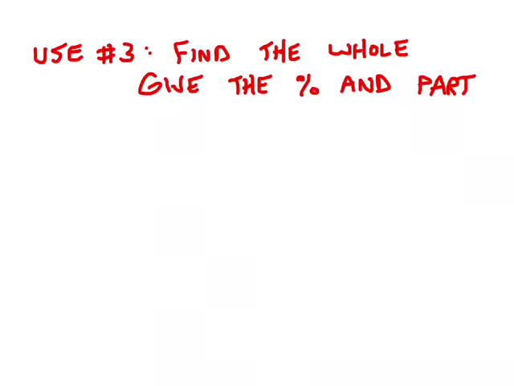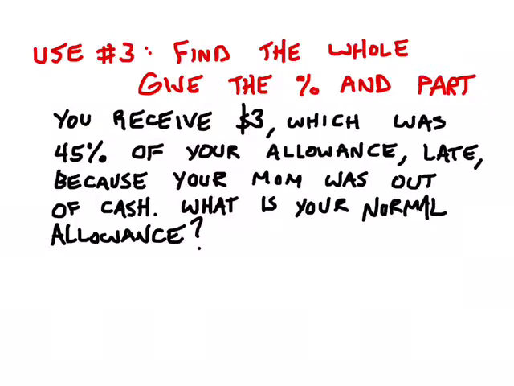Use number 3. Sometimes we'll be asked to find a whole given the percentage of something and the actual amount that is. Let's take a look at what that might look like. You received $3, which was 45% of your allowance late because your mom was out of cash. What is your normal allowance?